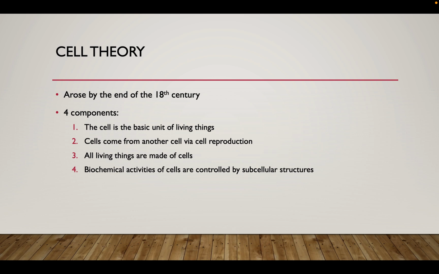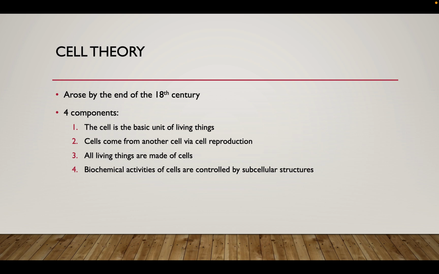We know that all cells will come from other cells via cell reproduction or mitosis. There are specific stages of mitosis that we discussed, prophase, metaphase, anaphase, and telophase, and what's happening at each of these to produce two new genetically identical cells. We also know that all living things are made of cells. The cell is the most basic unit of living things, and all of these living things are composed of cells.